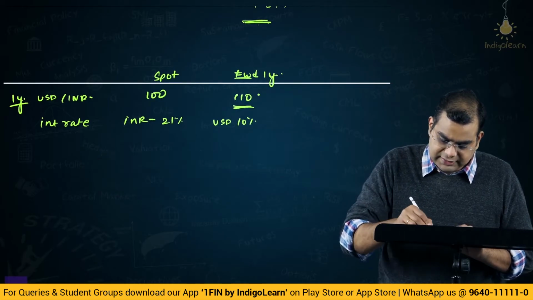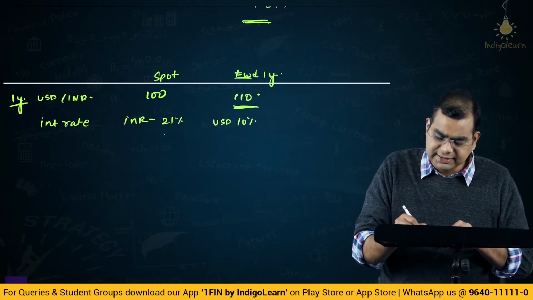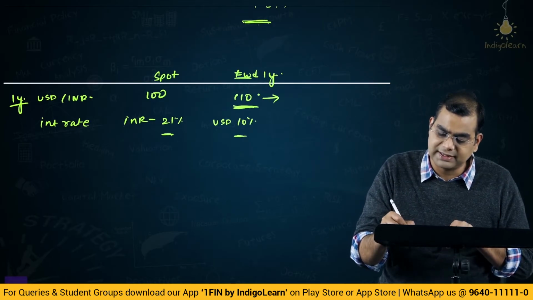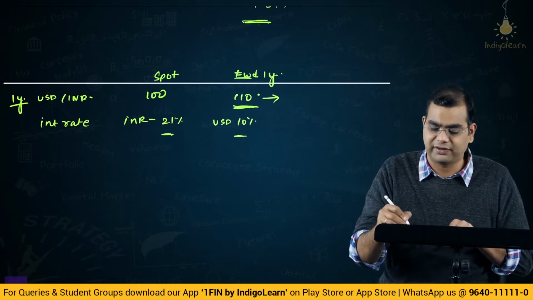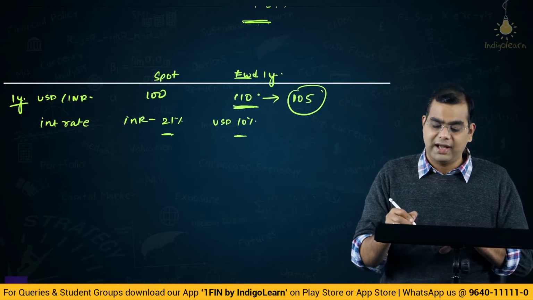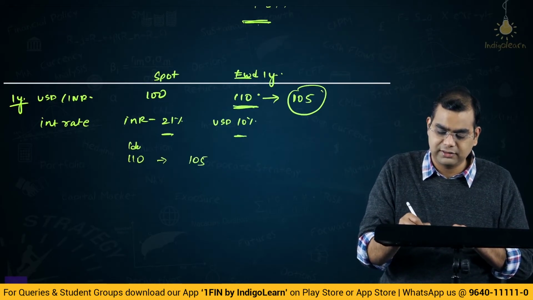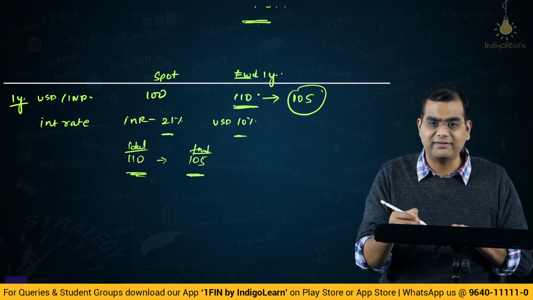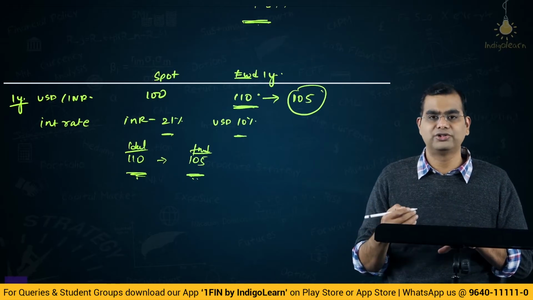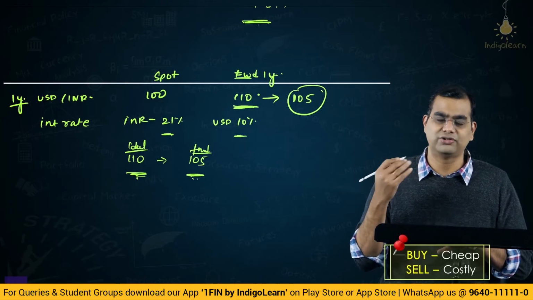Now, for example, I say that this forward rate for 1 year, instead of 110, and I'm purposely taking a very different number, is 105. Let's say the forward rate is 105. Ideally it should be 110, but it is 105. This is the ideal forward. When you have a set of numbers like this, where the ideal rate is 110 and the forward is 105, what do you buy, what do you sell? Very, very simple. Remember the derivatives chapter. Whatever is cheap, you buy. Whatever is costly, you sell.